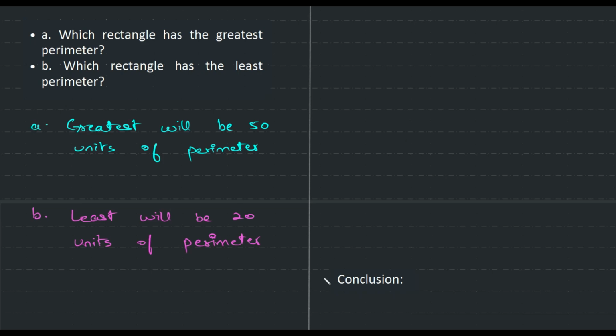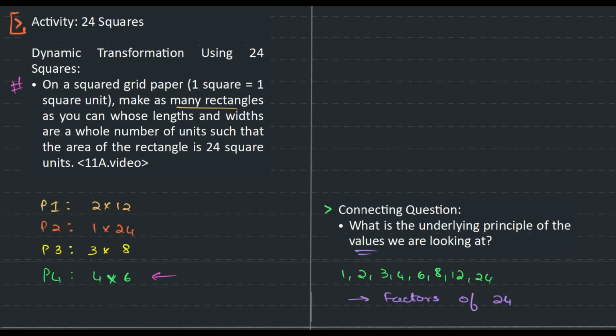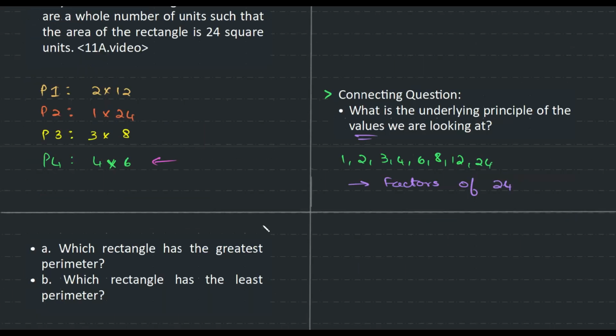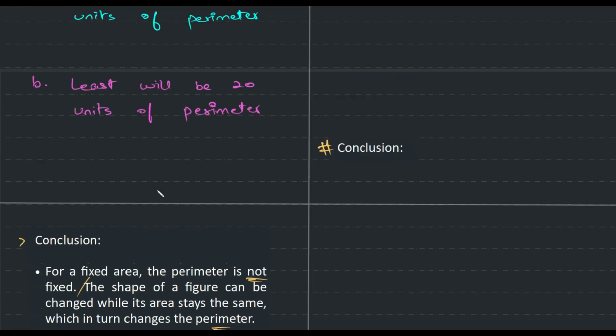And so what can you conclude from all of this? From all of this activity, what can you conclude? We got to see that we are able to play around with the same bunch of squares. So the area is what? Area remains the same while the perimeter can change. So that is your conclusion. For a fixed area, the perimeter is not fixed. The shape of a figure can be changed while its area stays the same, which in turn changes the perimeter. Right? The structure can be anything.